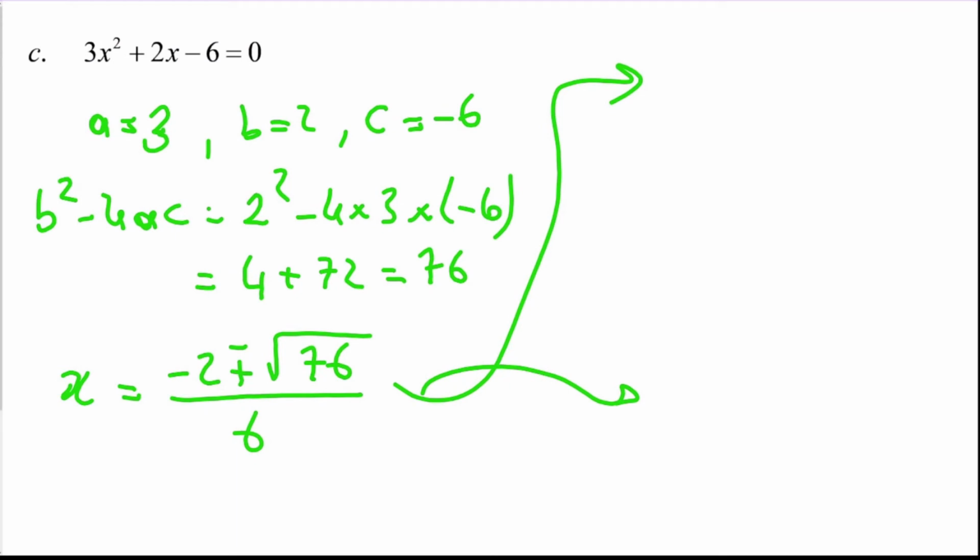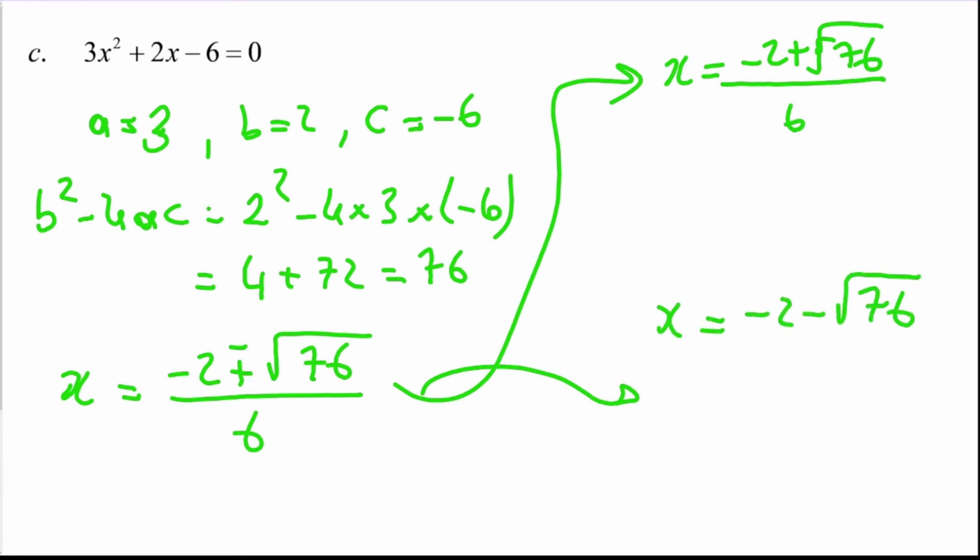What is the first value, dear students? x is negative 2 plus the square root, oh my god, my board is so sensitive. Anyway, we change it here: the square root of 76 over 6. Another one is x equals negative 2 minus the square root of 76 over 6. If you use the calculator at this point, you need to find the first one should be 1.12, and the second one should be negative 1.79 if you round it.